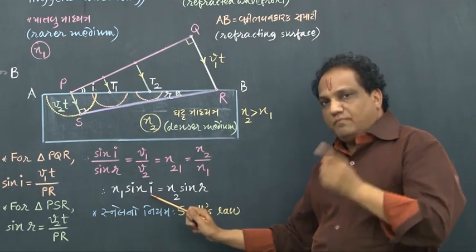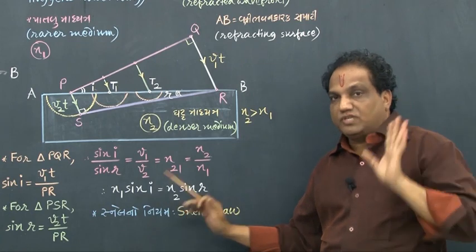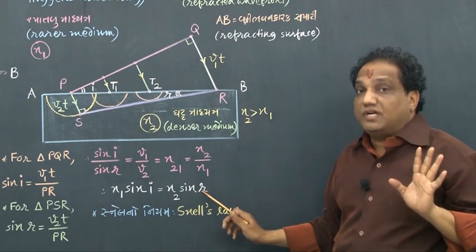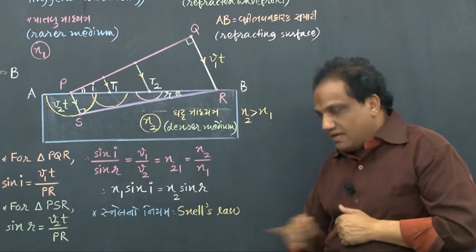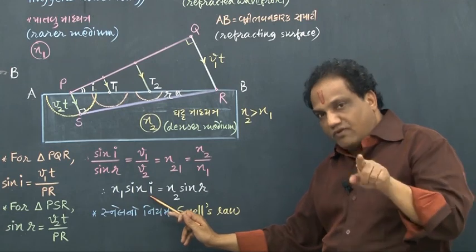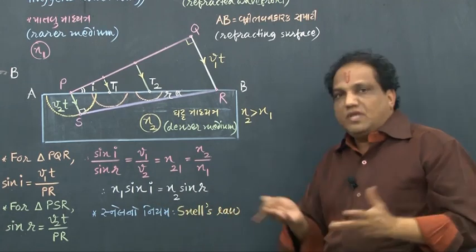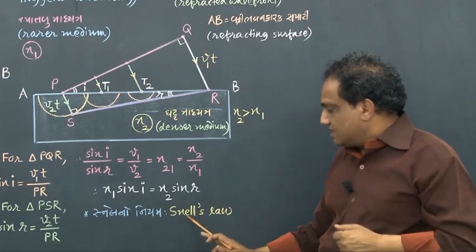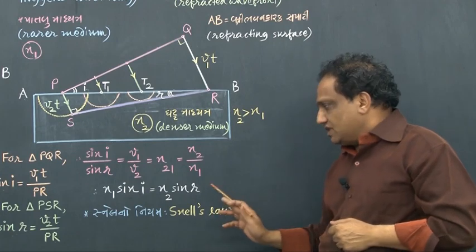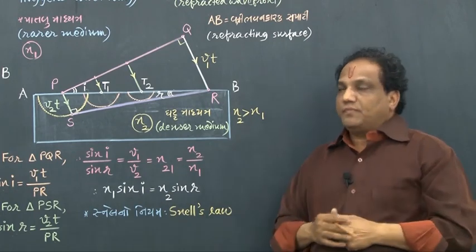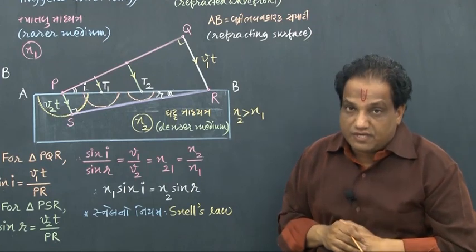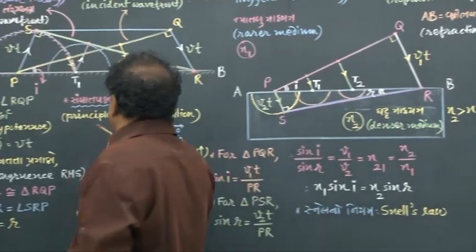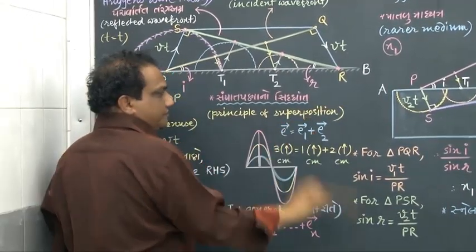Instead of i, because it is the angle in the first medium, let it be shown by the symbol theta 1. Because this is the angle in the second medium, let it be shown by the symbol theta 2. Then this equation will be n1 sin theta 1 equals n2 sin theta 2. You know very well, it is nothing but Snell's law. So this is how we can derive Snell's law using the Huygens wave theory. Okay, fine. Now let us go for the principle of superposition.